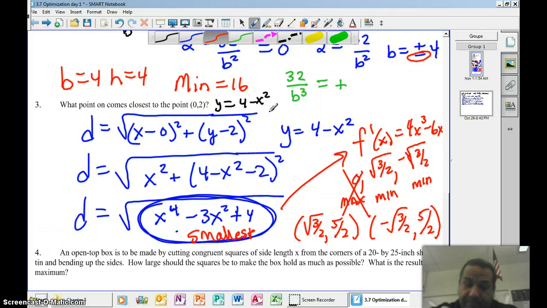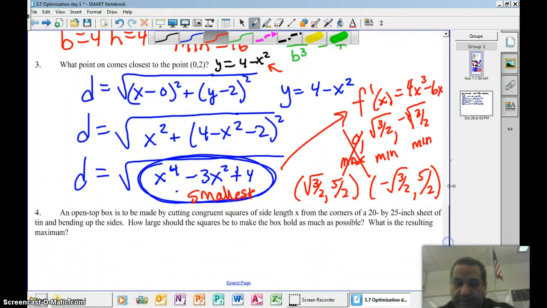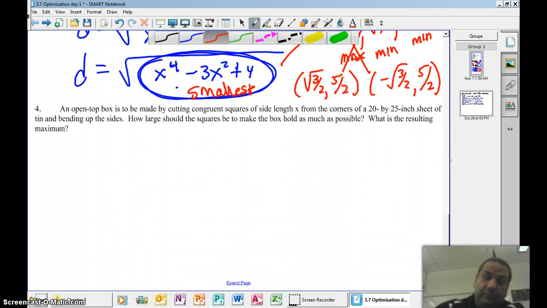Now that's putting it back into the original. Okay? So there they are. I'm not going to check the second derivative, but you can if you'd like, in the interest of time. But we have one more on your sheet.